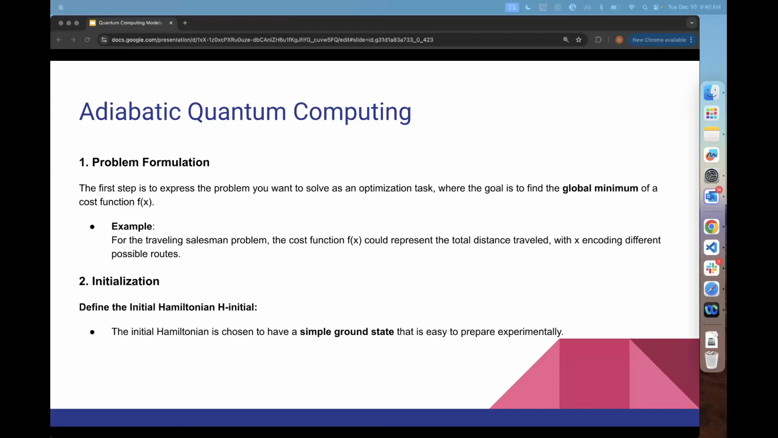And the next step is initialization. Adiabatic quantum computing starts with an initial Hamiltonian. This represents the starting quantum state, which can be designed to be a simple, well-grounded state. This grounded state is easy to prepare experimentally because it doesn't require complex manipulations. Think of it as setting the system in a relaxed, low energy position as the starting point.